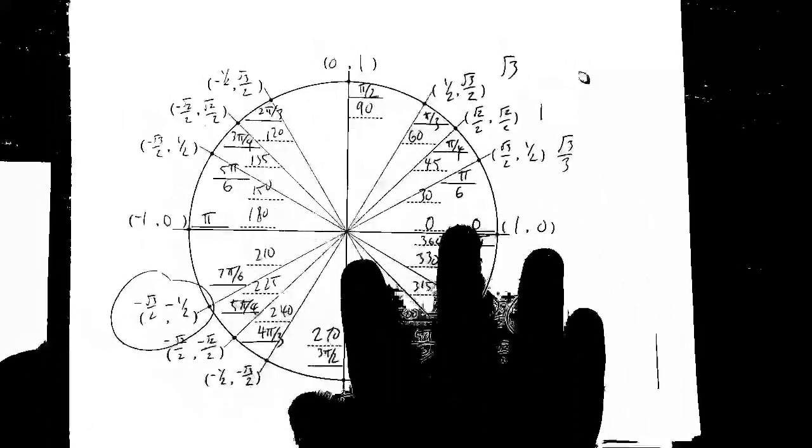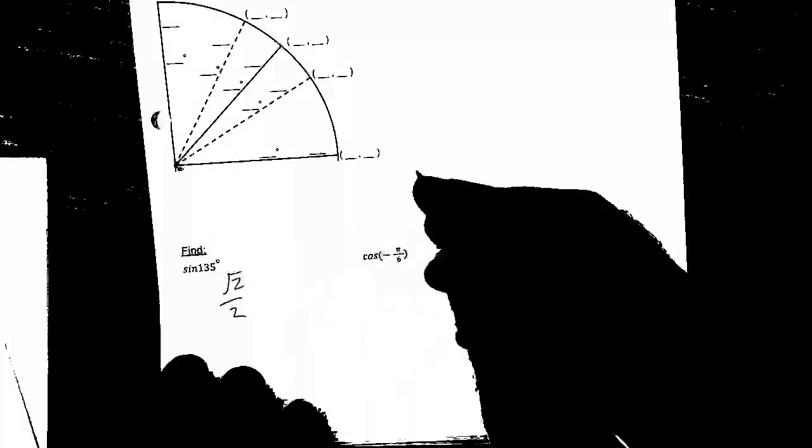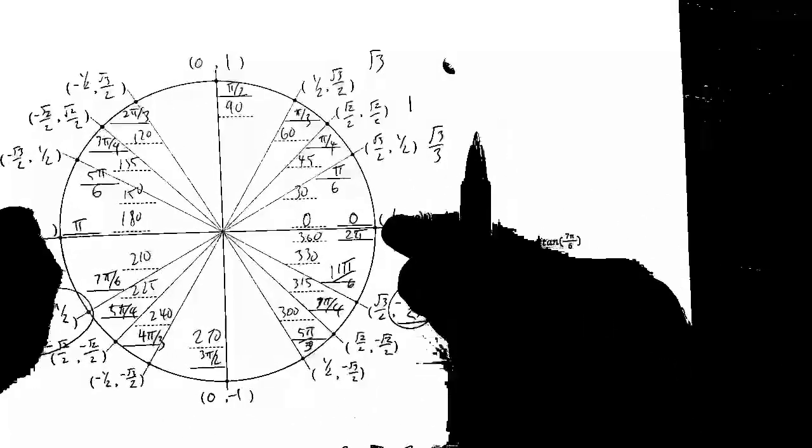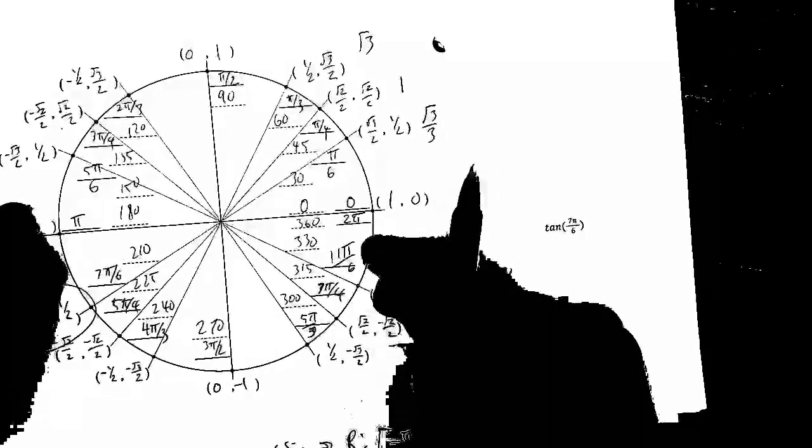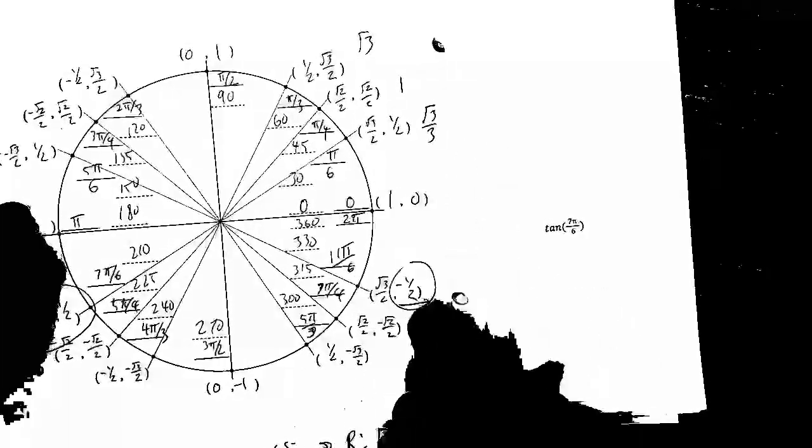To evaluate these, you're just going to use your unit circle, right? So 135, you would go to 135, you'd look at the y value, it's root 2 over 2, right? For cosine, you're going to look at the x value. If it's a negative pi over 6, that means we're going to go in the clockwise direction, pi over 6, and that is root 3 over 2.